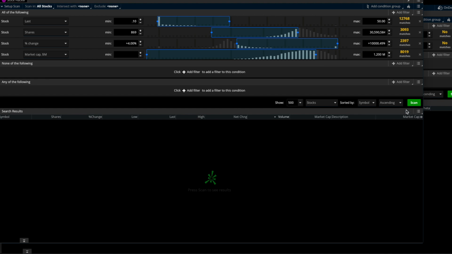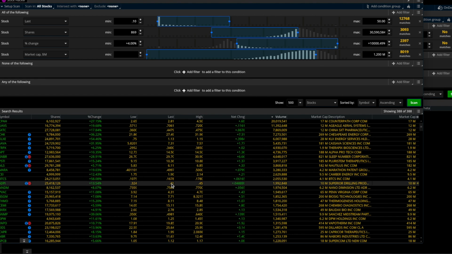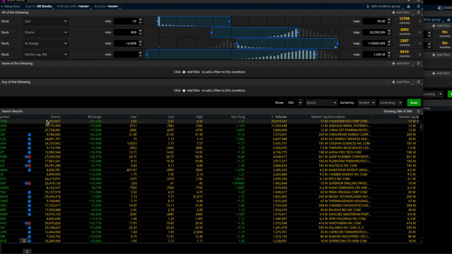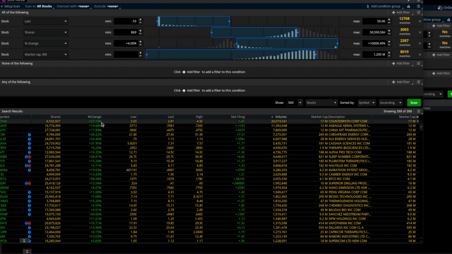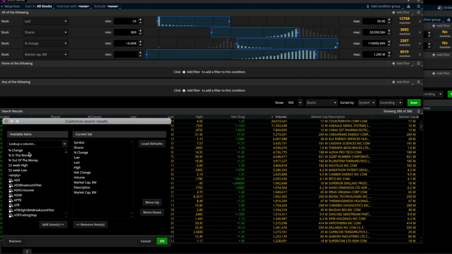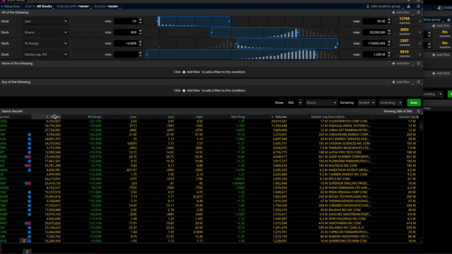It works very well. If I hit scan, you will see it has popped up. Here are the top stocks: CPAH, UABS. Here it shows you the percentage, how much it moved. This is the way I organize it. You can go to this little gear thing to customize, and you can move things around. But this is the way I like to order: shares, percentage change, the low, the last price, the high, the net change, and volume. And the way I sort it is by volume.